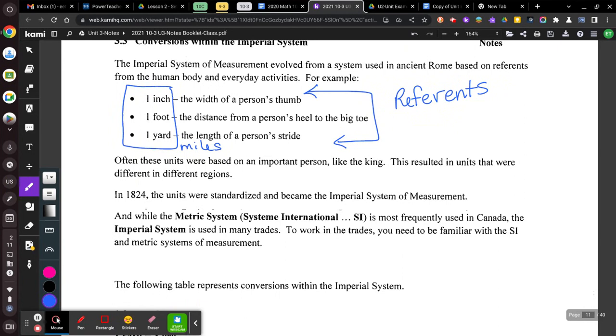Okay. It says these were very important back in the day when we didn't have measuring sticks and the king needed to know approximately how far things were. So the distance from your heel to your big toe was considered a foot, the size of your foot. Now, if you wanted to say how big a person's foot is, it's about from your elbow to your wrist. So that's another referent, from your elbow to your wrist, okay? So we're talking about referents.